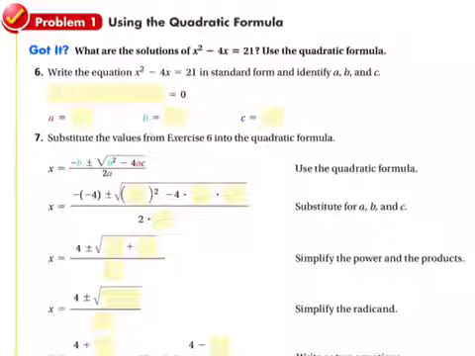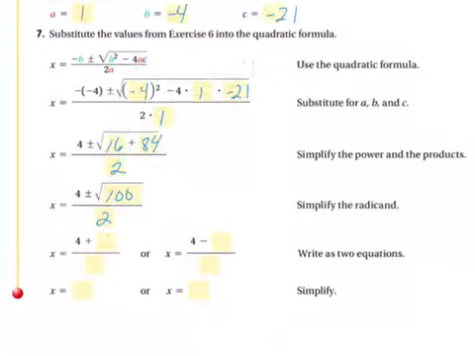Let's go ahead and try another problem. We are going to determine the solutions of x squared minus 4x equals 21. Step 1, write it in standard form. Identify the a, the b, and the c. Then substitute the values into the quadratic formula. Simplify, and then solve.